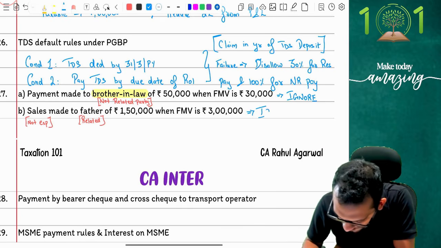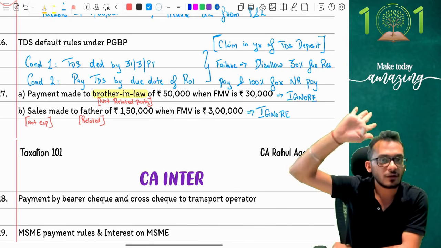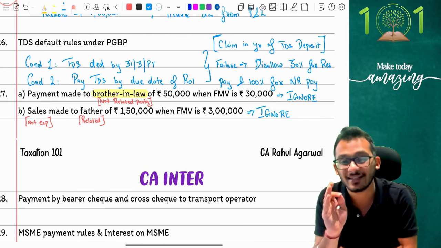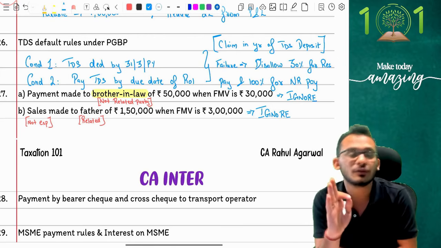Income tax will say, yes, you have sold for a lower price, can't do much about it. Good for you, don't pay tax. That's all we can do, because we don't have a provision in 40A(2) for sales. We only have a provision for expenses. Nothing can be done, should be careful.